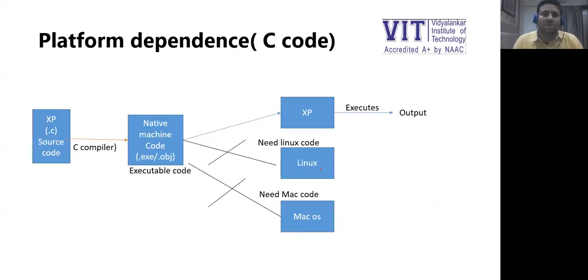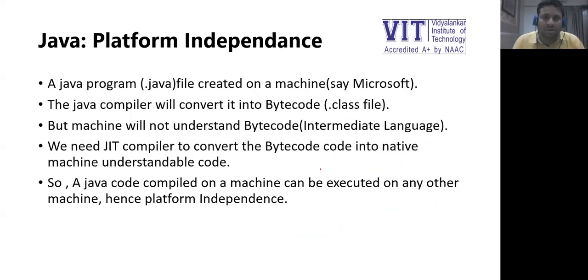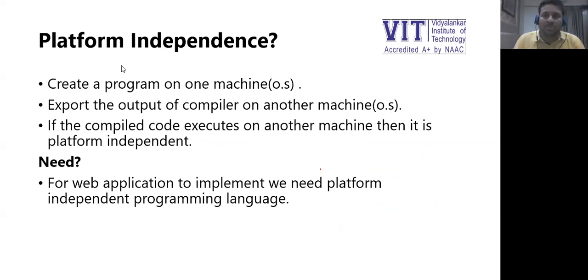Now, what is platform independence? You create a program on one machine, one OS. You export the output of the compiler to another machine, the output of the compiler, not the source code, mind you. And if the compiled code executes on the other machine, then it is platform independent.